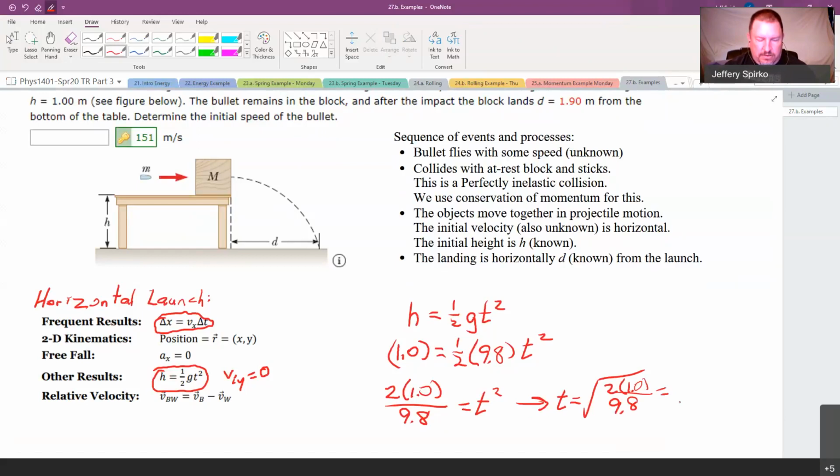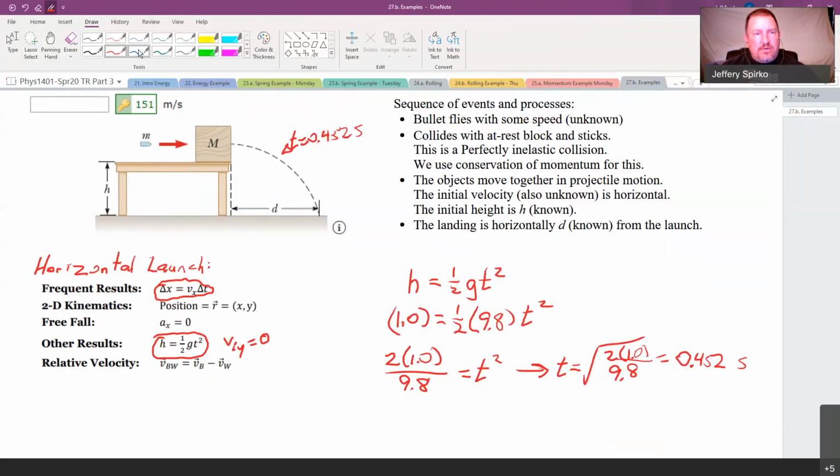So the first step was to think about what happens to the objects in a time sequence. And then we looked at it, figured out what we know, and how we're going to start writing equations. And 2 over 9.8, close parentheses, 0.452 seconds. So that is, during this whole process, delta t equals 0.452 seconds.